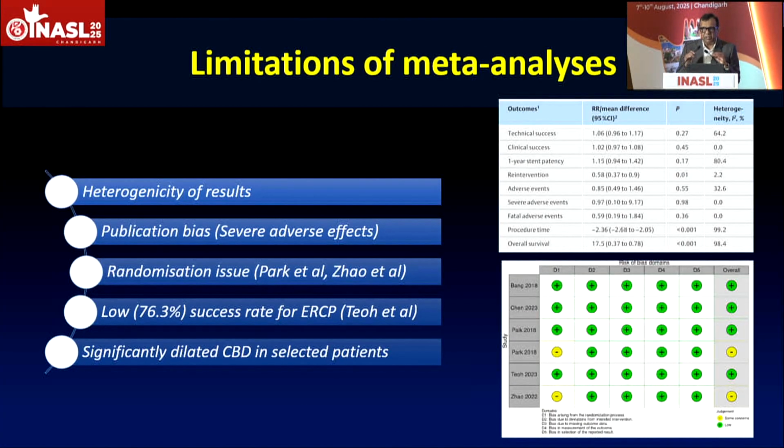Now, what is the limitation of meta-analysis? This we must see very carefully. We must not take the words as it appears to be. There is huge heterogeneity of results. Look at the heterogeneity, which is I square: 64%, 80%, 32%, 99%, and 98% heterogeneity. That means results are not matching one study with another. There is publication bias, particularly on severe adverse effects.